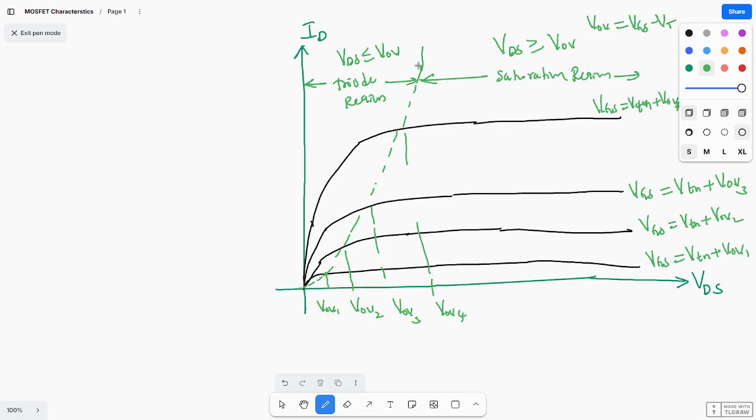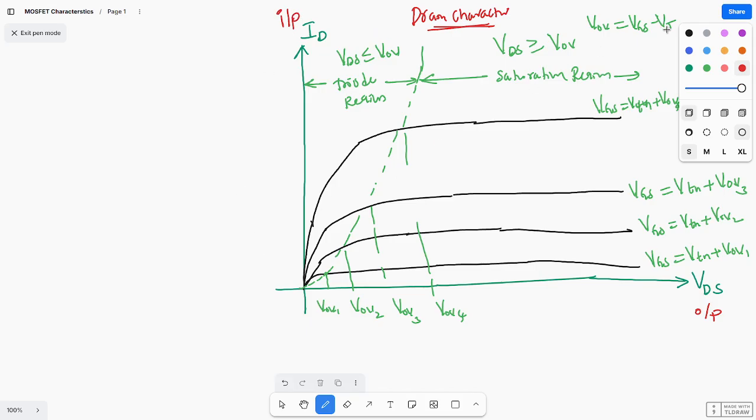So this is nothing but the drain characteristics. Drain characteristics are nothing but we are plotting the waveform with respect to output voltage and input current.